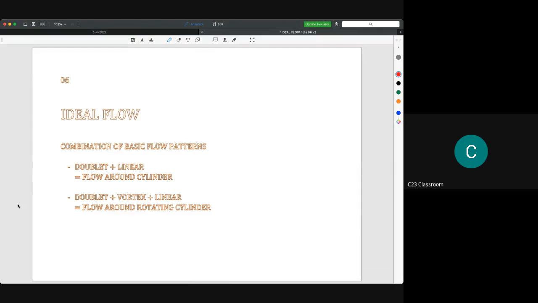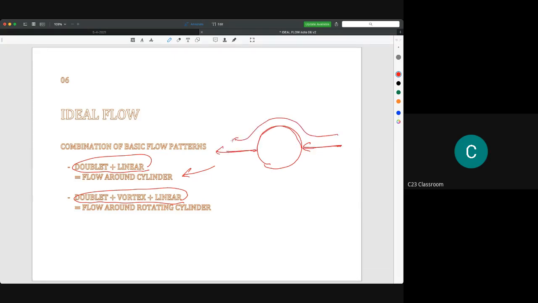So in ideal flow, we have two basic situations. One is doublet plus linear, and the other one is doublet plus vortex plus linear. In doublet plus linear, we have the idea of flow around a cylinder, because when doublet merges with linear, the flow will flow like this one, and it is reflecting the flow around a cylinder.